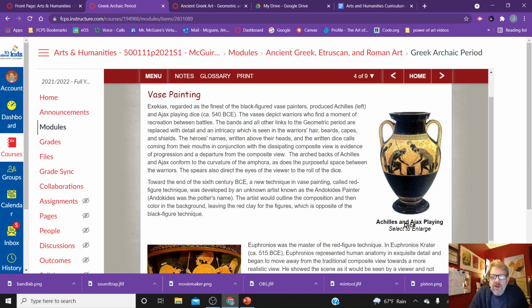The bands and all other links to the geometric period are replaced with detail and intricacy, which is seen in the warriors' hair, beards, capes, and shields, the heroes' names written above their heads, and written dice calls coming from their mouths, and in conjunction with this, the dissipating composite view is evident in progression. The departure from the composite view. I butchered that sentence, and I apologize. The arched backs of Achilles and Ajax conform to the curve of the amphora, as does the purposeful space between the warriors. The spears also direct the eyes of the viewer to the roll of the dice.